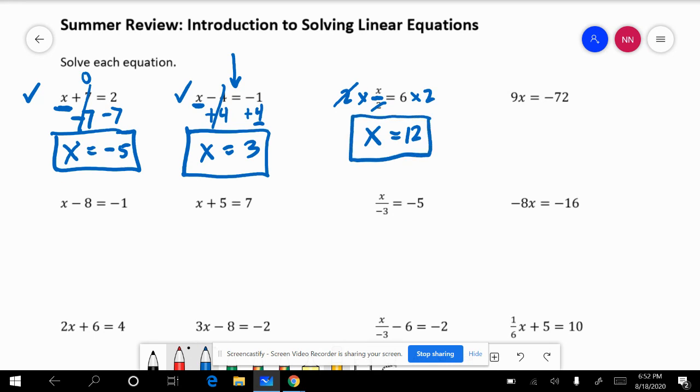Looking at the next one, if we don't see a sign, we know that it's multiplication. Now, the opposite of multiplying is dividing. So what we're going to do is divide each side by 9. When we divide by 9, the 9's cancel. We isolated our variable. Negative 72 divided by 9 is negative 8. What I want you to do is pause the video, try the next 4 on your own, and see how you do.